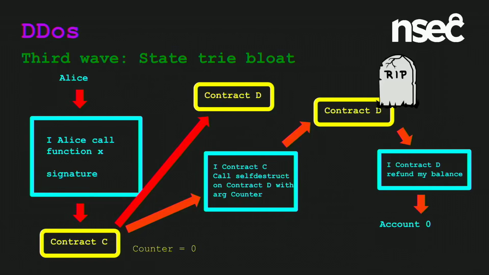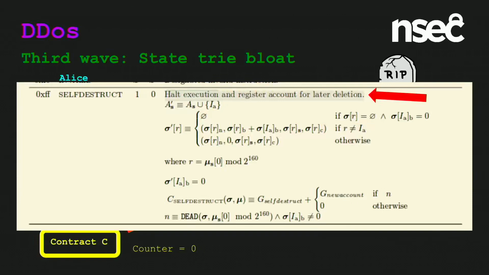And you'd be forgiven now for thinking that this contract no longer exists. We just called the self-destruct opcode. But if we review the yellow paper, which is the technical reference paper for Ethereum, we will see that it says, halt execution for later deletion. So what this means is that the contract is registered for deletion, but it won't actually be deleted until the transaction execution ends. We might call it self-destruct in a second.